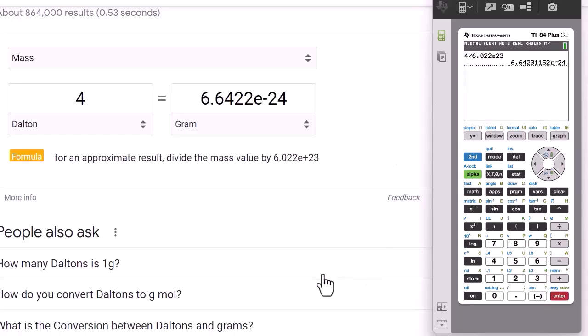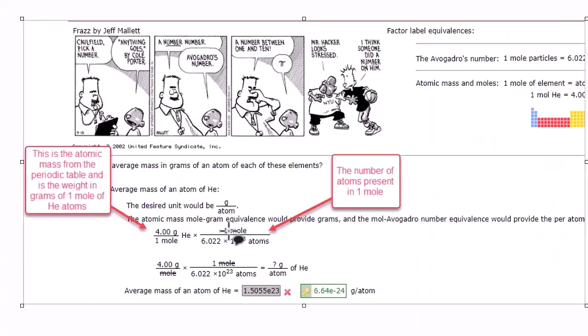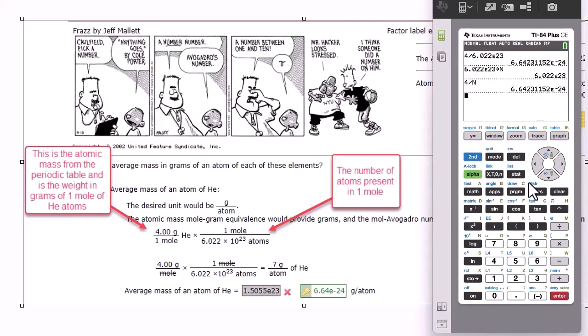Well, there's our answer, finding the mass of a helium atom. It makes sense. Now, if we use other atoms, we would just take whatever the atomic mass is and divide it by 6.02 times 10 to the 23. Okay, that wraps it up.